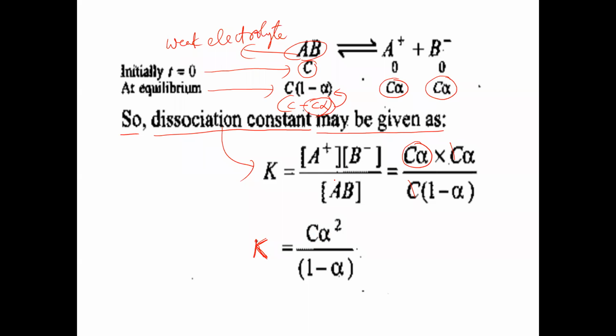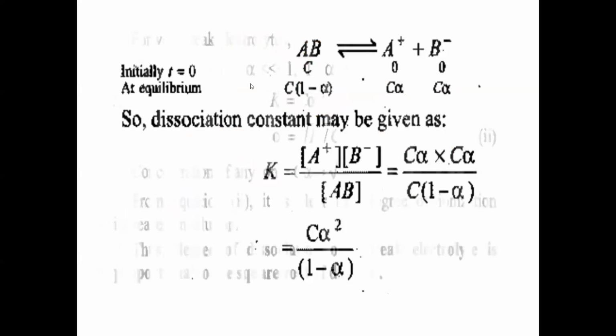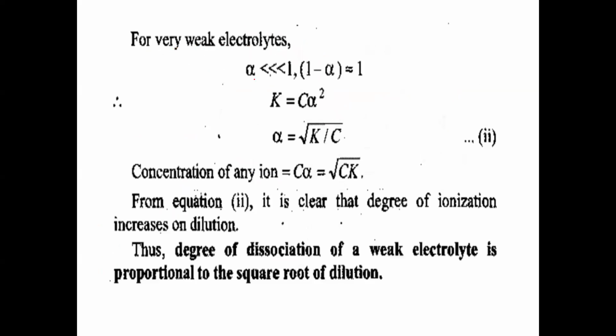Already we have discussed acetic acid and NH4OH. For CH3COOH, a weak acid, we have discussed this type of equation, and NH4OH, a weak base, we also discussed. Now some weak electrolyte, whatever it is, we have taken. For very weak electrolytes, the alpha value is very much less than 1. The degree of dissociation alpha is very much less than 1. Therefore, 1 minus alpha is approximately equal to 1. Then K is equal to C alpha square.